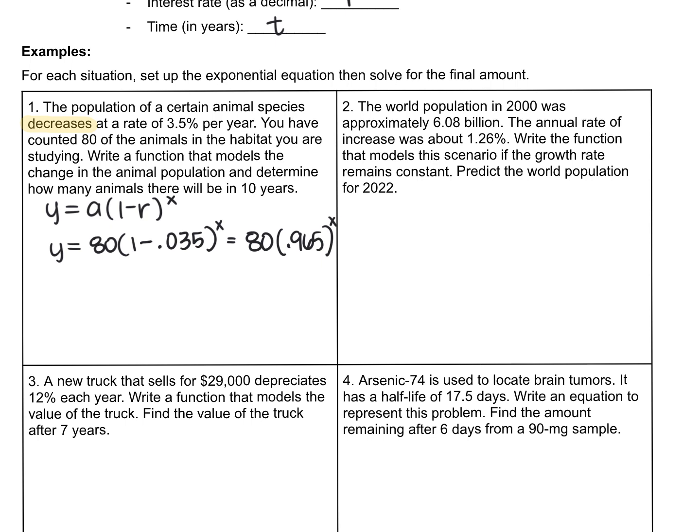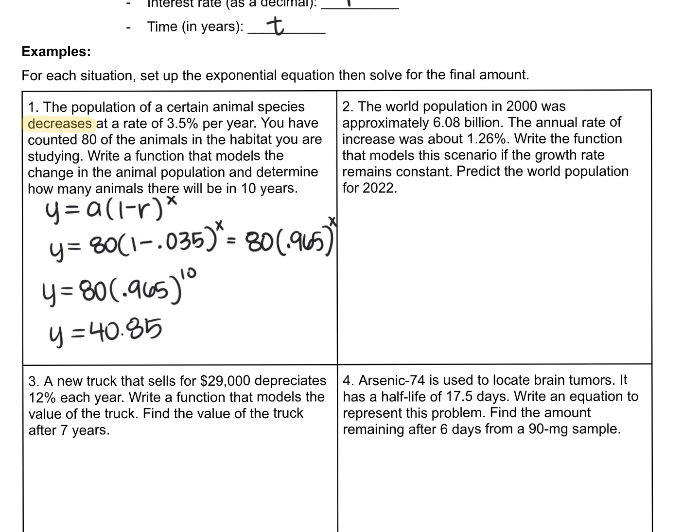The second half of the problem is to determine how many animals there will be in 10 years. So now I'm going to plug in a value for x. I'm going to do 80 times 0.965 to the 10th. I want to plug this into my calculator exactly as it appears. I'm not going to do it in steps. I'm going to type it exactly like that. And I'm going to get 40.85.